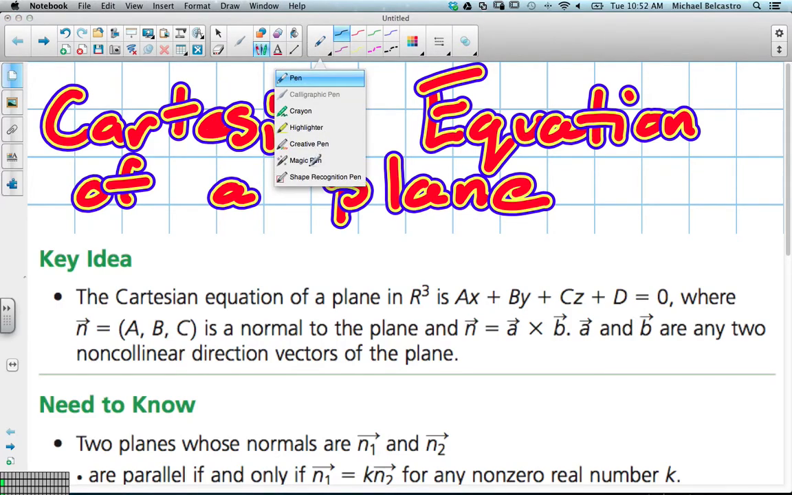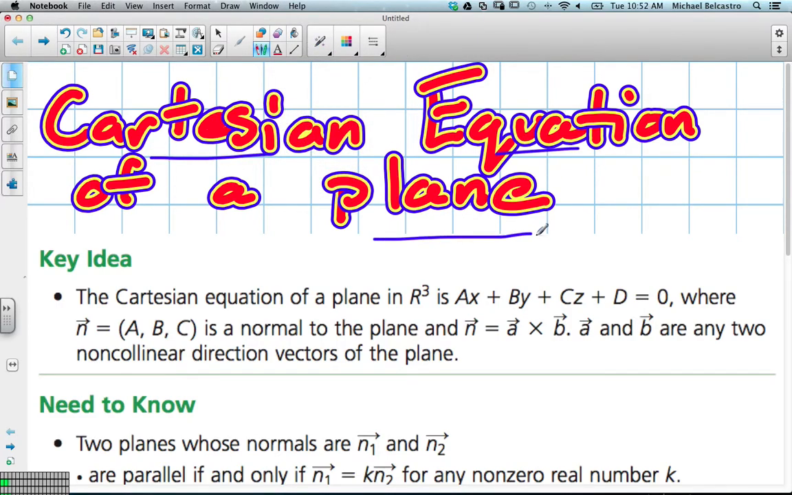So we're going to go over the Cartesian equation of a plane, which is very similar to the Cartesian equation of a line, except that we have an extra variable involved.